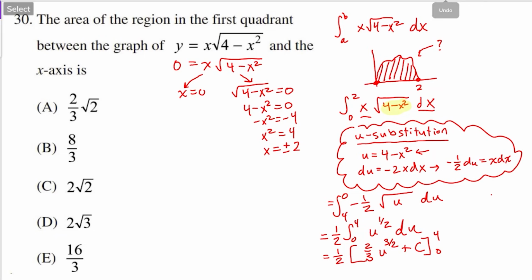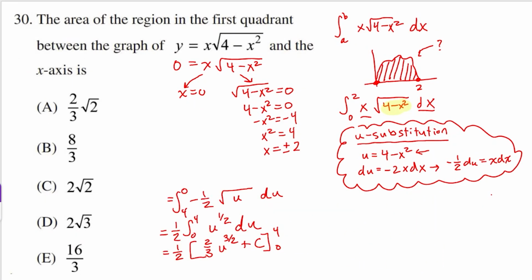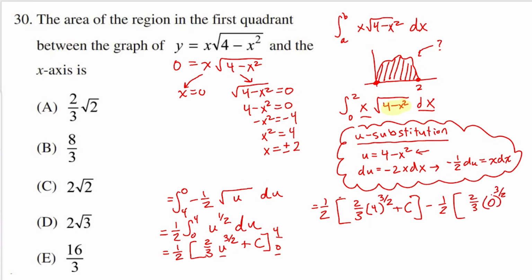So I'm going to take this work, kind of push it over to the side here, and now I'll substitute in 4 and 0 into u and then subtract those two expressions. So here we go. We've got equals 1/2 times 2/3 times 4 to the 3/2 plus c minus 1/2 times 2/3 times 0 to the 3/2 plus c.